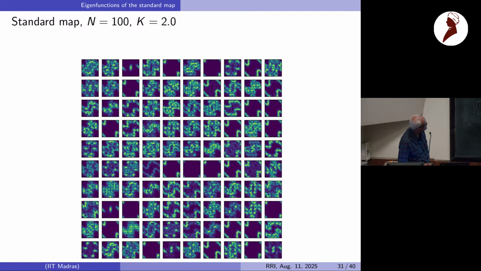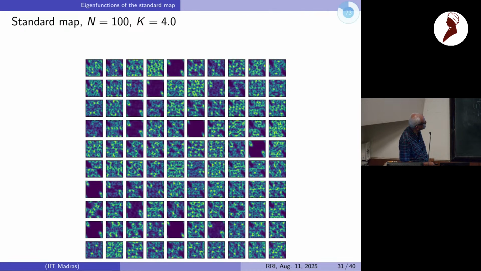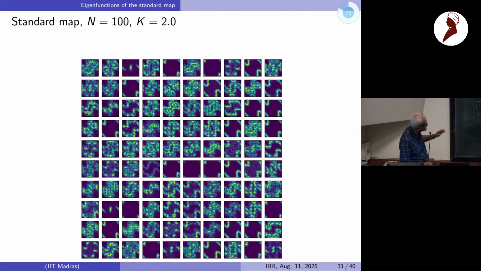So there are many eigenstates which are like this. There are some which are influenced by the periodic orbit at the origin, which is stable, and the associated stable orbits in that island. But many of them are becoming more and more spread out in phase space. They may also be getting scarred. We don't know. For instance here, you're seeing 6. This could be a scarring by a period 6 orbit.